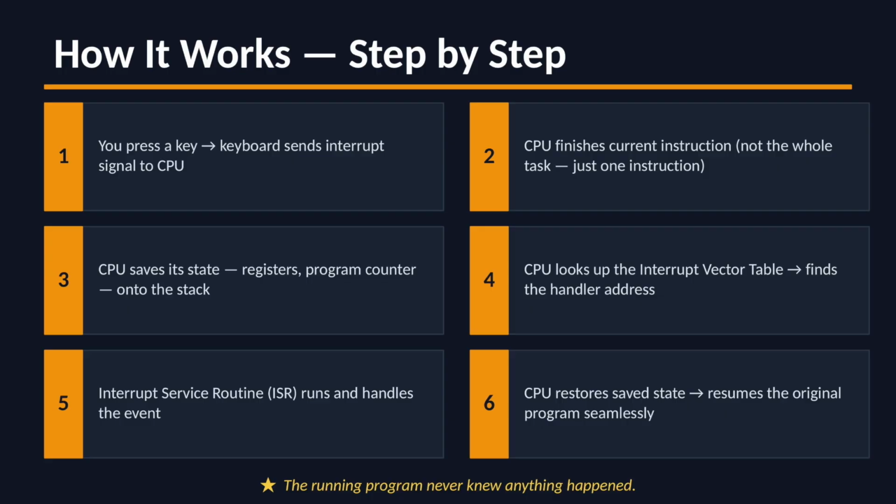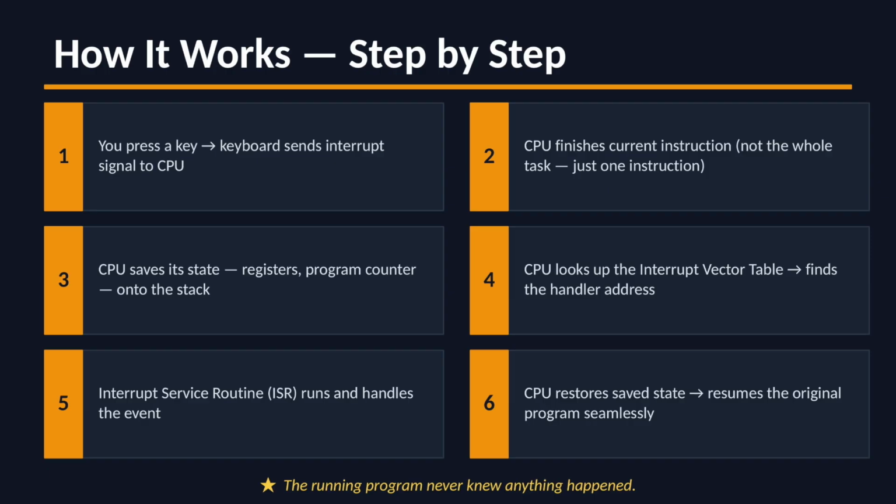Let's take one example and try to understand what happens when you press a key on your keyboard. Step 1. The keyboard controller detects the key press and sends an interrupt signal to the CPU. Step 2. The CPU finishes the single instruction it was working on, not the whole task, just one instruction. Step 3. The CPU saves its current state, like program counter, registers, flags. This is called saving the context.